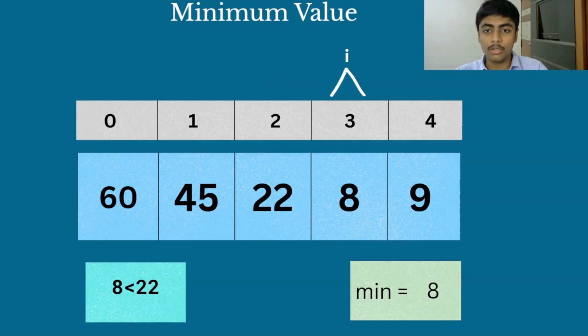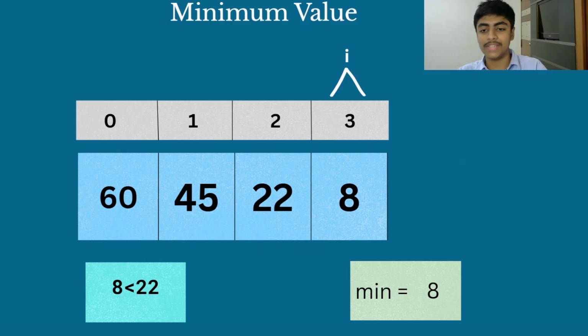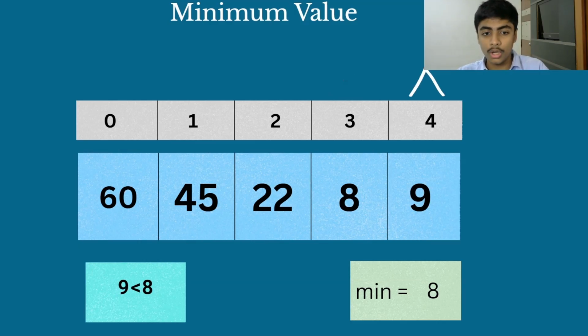We'll increment i again to 3, and now we're checking if 8 is lesser than 22. Since 8 is lesser than 22, we're going to change minimum to 8. Basically, for the first 4 elements, the minimum value is 8. We're going to increment i again to 4, and since the condition is now false, 9 is not lesser than 8, our minimum is going to stay as 8. So you can see that this simple idea of checking if a value is lower than the current minimum value is going to help us in finding the lowest value in the array.